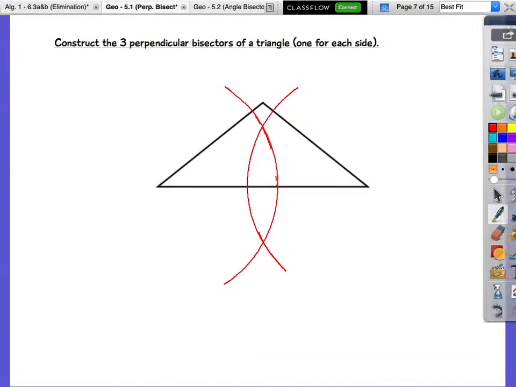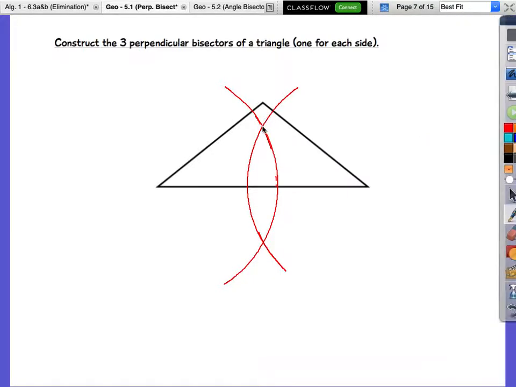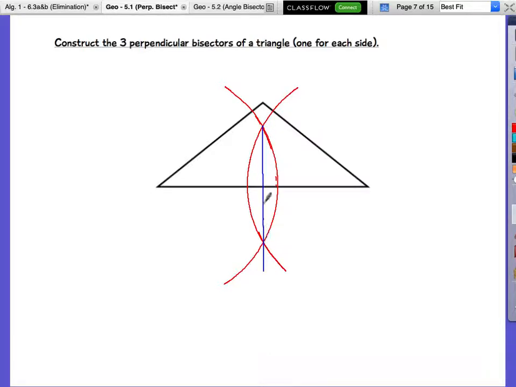And so this one I just made, I'm going to do this in dark blue. We'll make a perpendicular bisector for only this bottom side. It won't be the one for the top, for the left side or the right side, but it'll work for this bottom side. So I'll connect these points. I made two arcs.